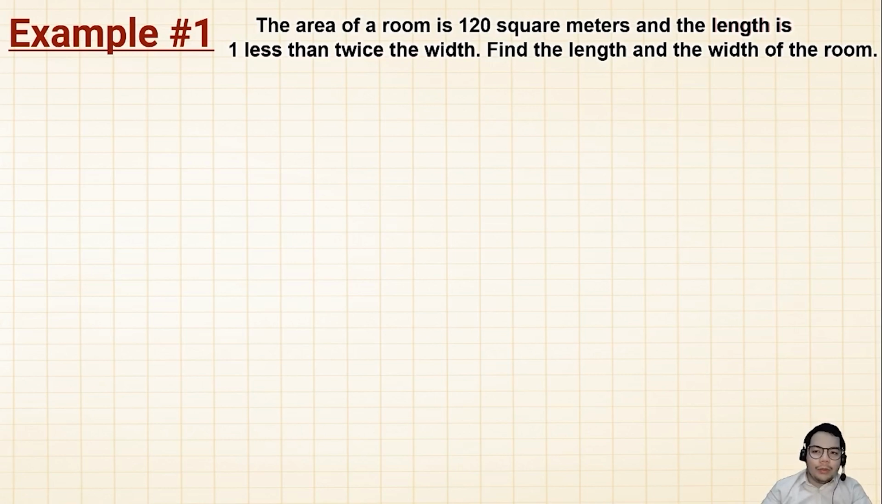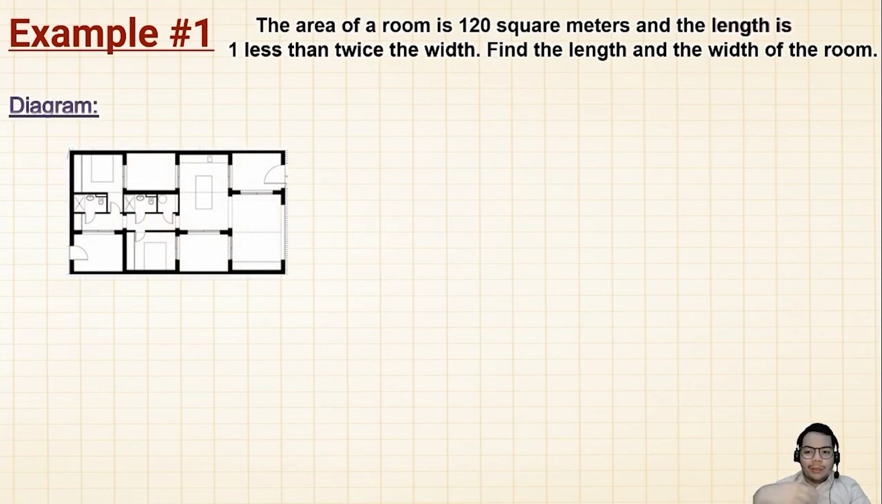So, example number 1. The area of a room is 120 square meters and the length is 1 less than twice the width. Find the length and the width of the room. So let's pause for a while for you to understand the problem. Okay, so it's easier for us to understand it if we can try to visualize it using a diagram.